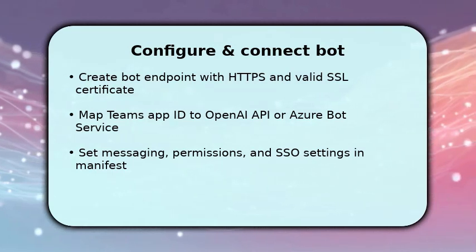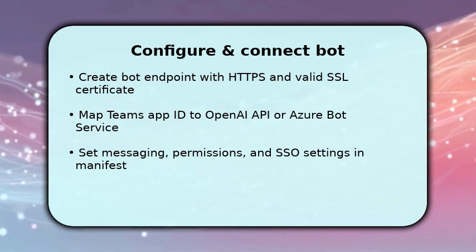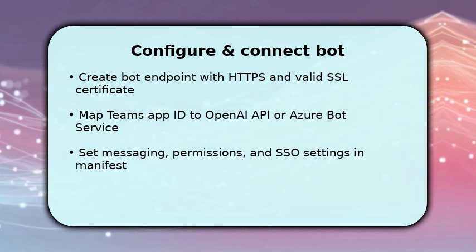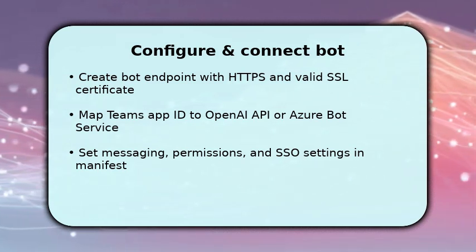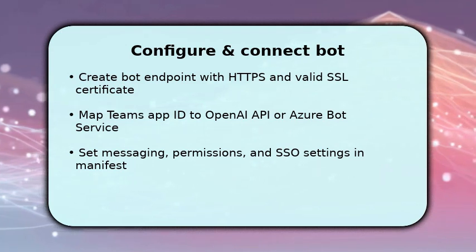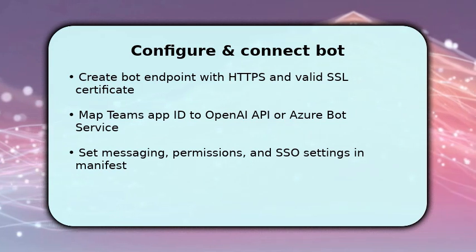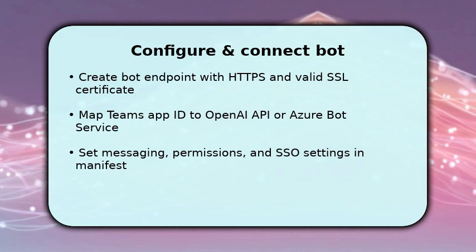Deploy a bot endpoint on HTTPS with a valid certificate. Teams requires secure callbacks. Once deployed, map the Teams app ID to your OpenAI API key or register the bot in Azure Bot Service and configure credentials. Then update the Teams app manifest to include messaging endpoints, required permissions, and SSO scopes. Set message handlers and proactive messaging if needed.